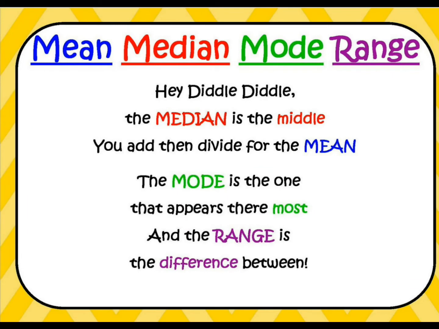There is a riddle to remember mean, median, mode, and range and what to do for each of them. Hey diddle diddle, the median is the middle. You add then divide for the mean. The mode is the one that appears there most, and the range is the difference in between.